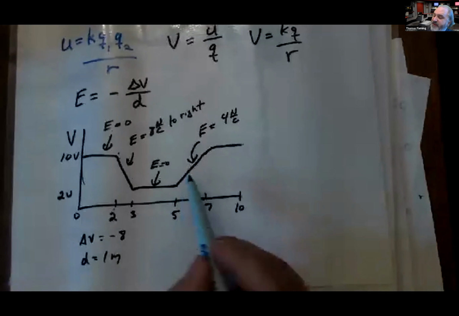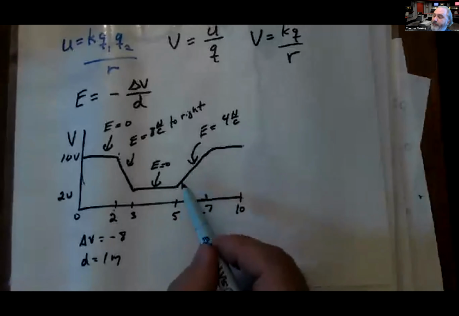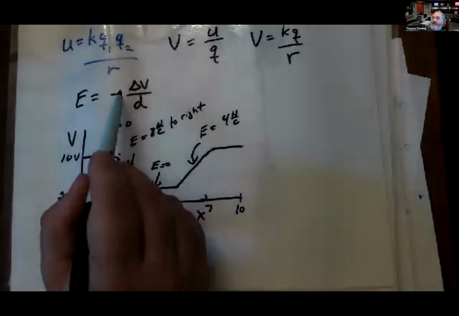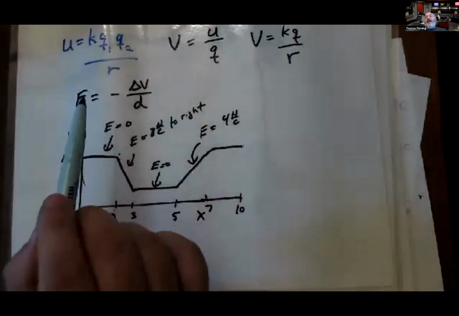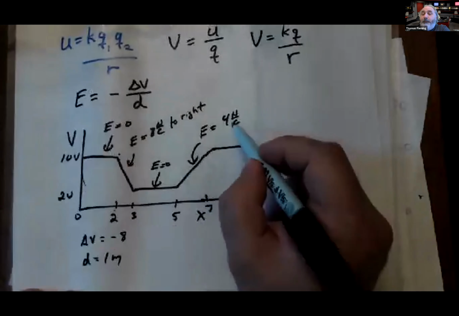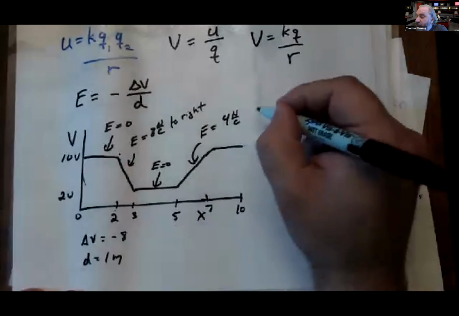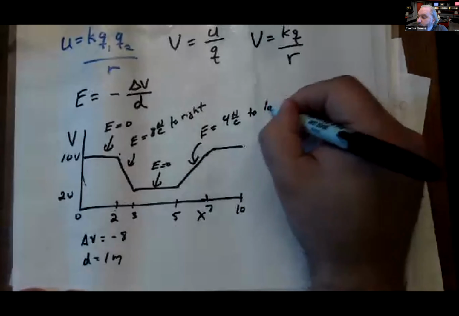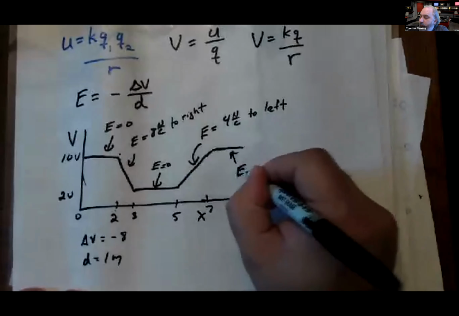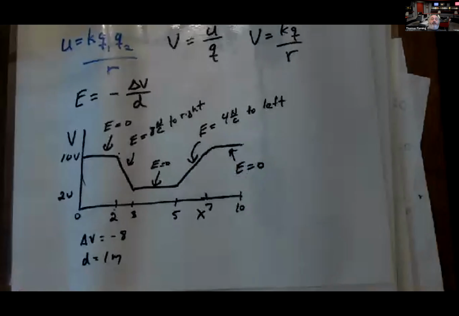However, because V is getting bigger, the slope is positive. That tells me that the electric field is in the negative direction. So here it's 4 newtons per coulomb, but it's in the opposite direction. It's to the left. And then, of course, back here, we're back to electric fields of 0.